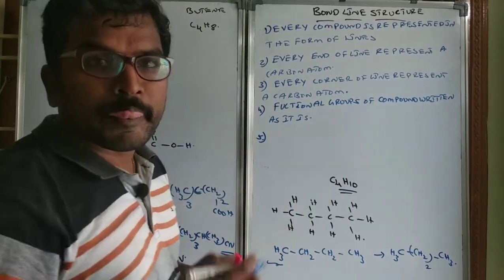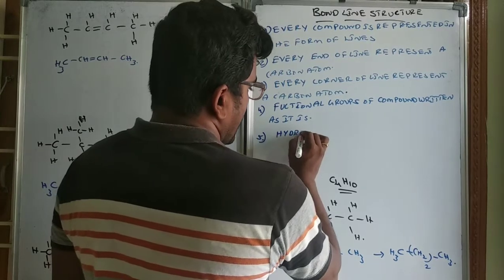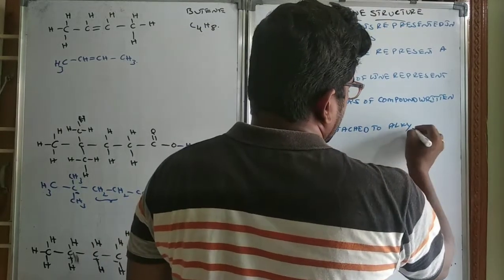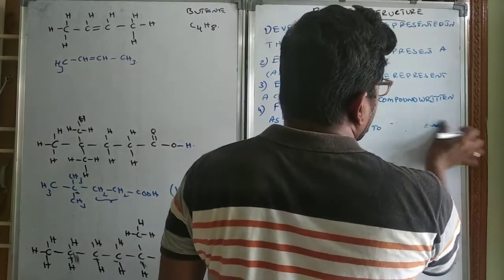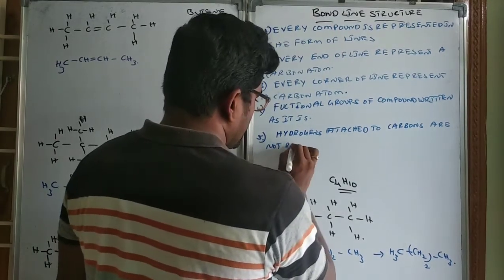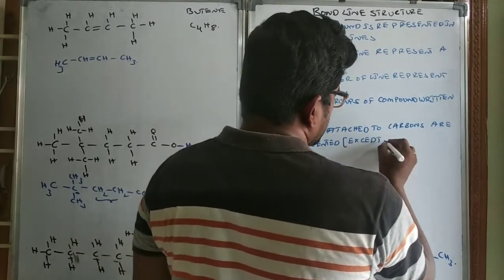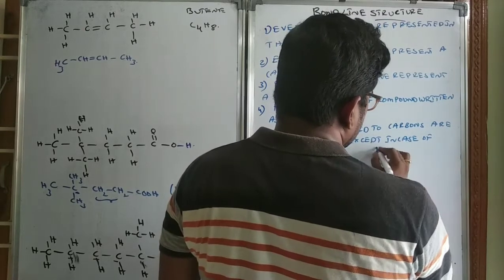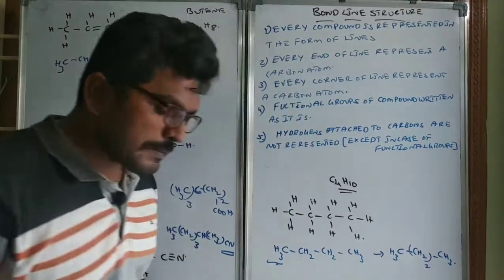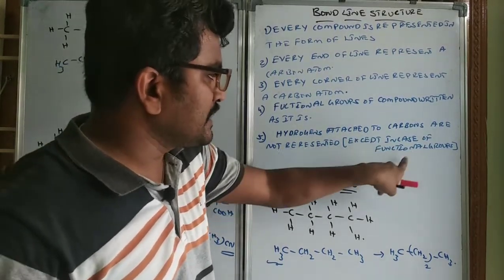And the fifth one, you see, the hydrogens attached to the carbons are not represented, except in the case of functional groups.